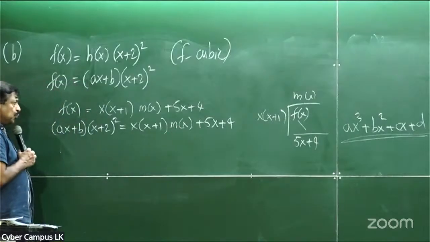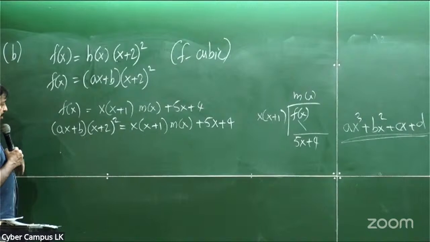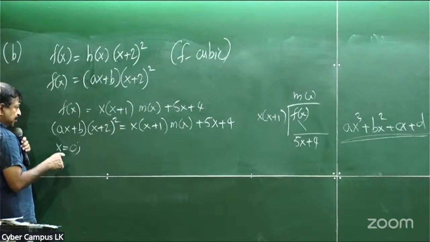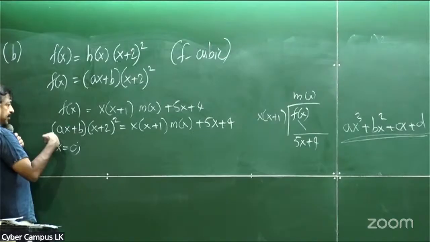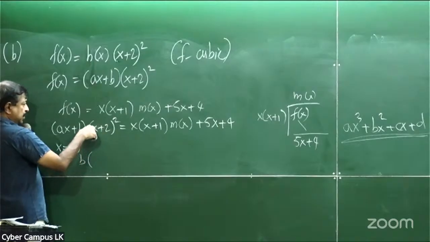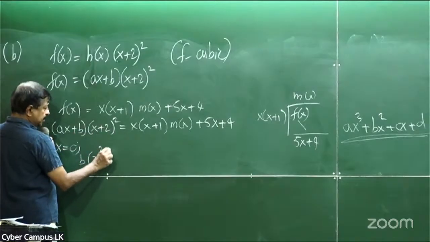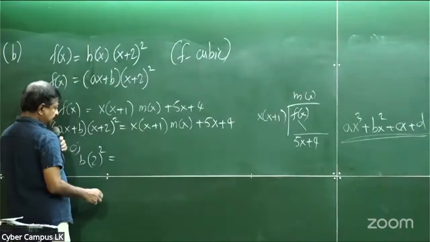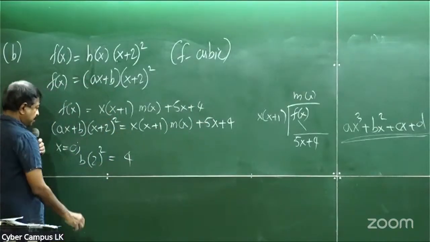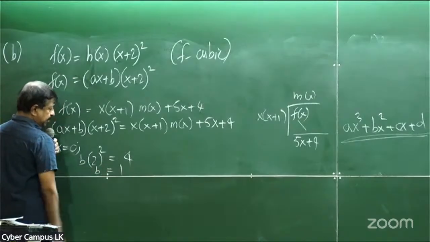Then substitute two values for x. Substitute 0 and then substitute -1. When x is 0, this is b. When you substitute 0, you get 2 squared. This is 0, this is also 0, you get 4. So b is 1.